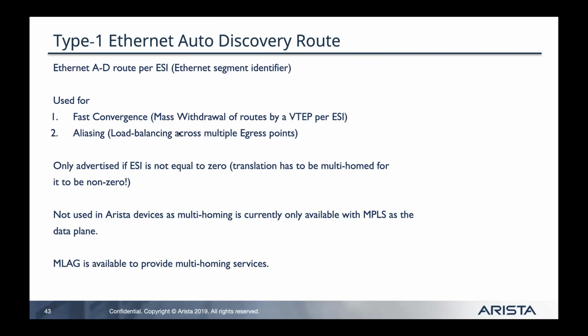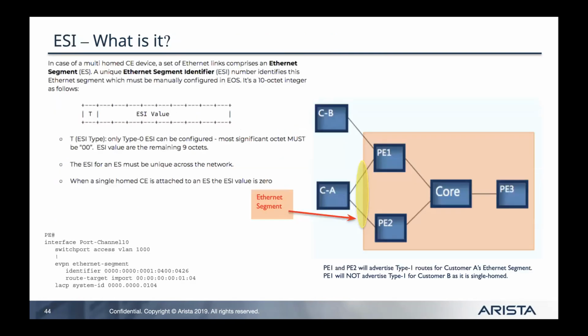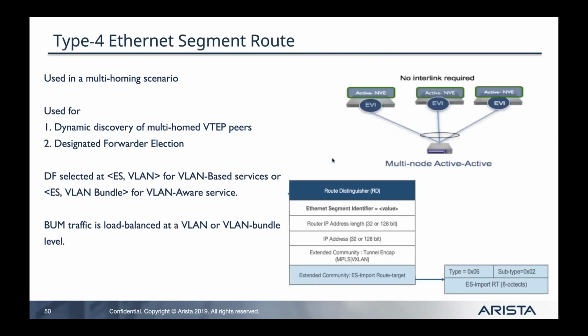So type 1 is for aliasing, that is load balancing, right? VTEP 3 will know that I can load balance traffic to VTEP 1 and 2. And another is mass withdrawal, right? So this is type 1, correct? Type 4 is dynamic discovery of multi-home VTEP peers, okay? And then another is designated forwarder election. So let's discuss both of these, okay?